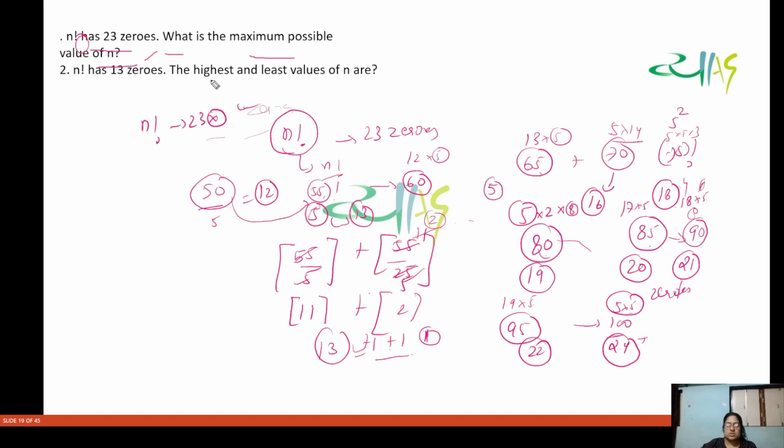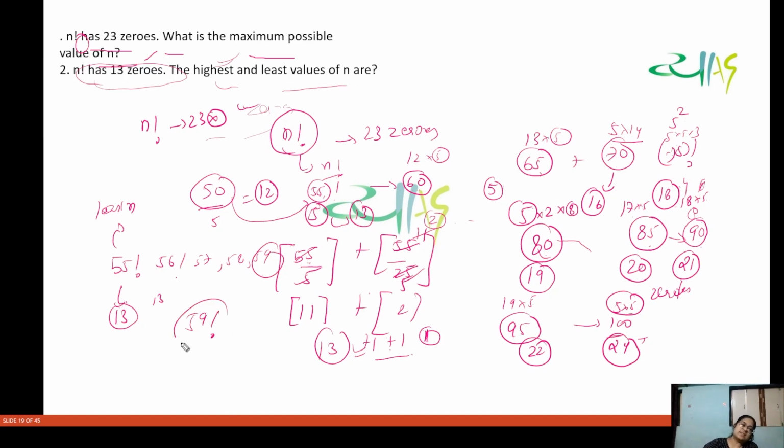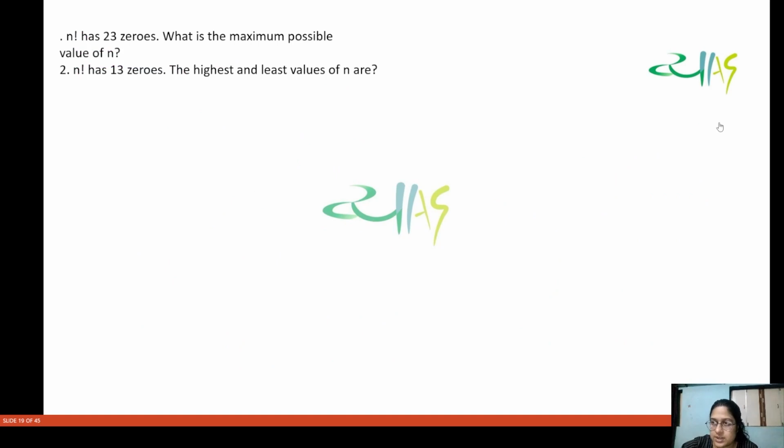Okay, so these kind of trick questions can also be asked. n factorial has 13 zeros. What is the highest and the least value of n? Okay, so when were we getting 13 zeros? When we took 55. So factorial 55 has 13 zeros. So this is the least value of n to get 13 zeros. And what is the highest value? 56 will also have 13 zeros, 57 will also have, 58 will also have, 59 will also have 13 zeros. So factorial 59 is the highest value for which you will have 13 zeros. Okay, so I hope everybody is understanding what the context of the question is. Now let's move forward.